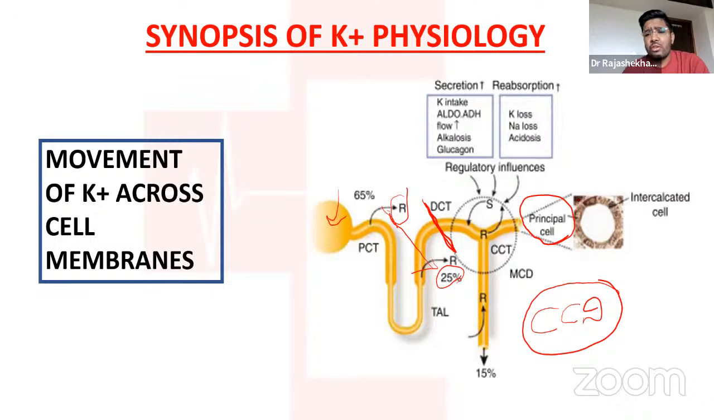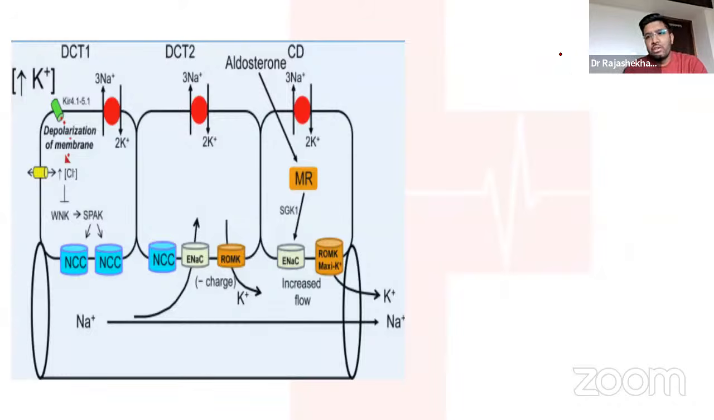So the body has a balance to maintain homeostasis. If there is any drop in potassium, the potassium reabsorption is increased. If there is hyperkalemia, the reabsorption is decreased. So these happen to manage the homeostasis. We should know how the principal cells act to secrete potassium in the body.